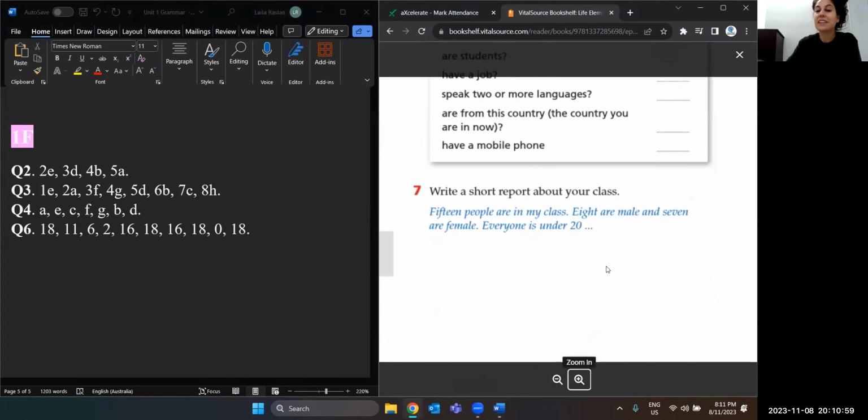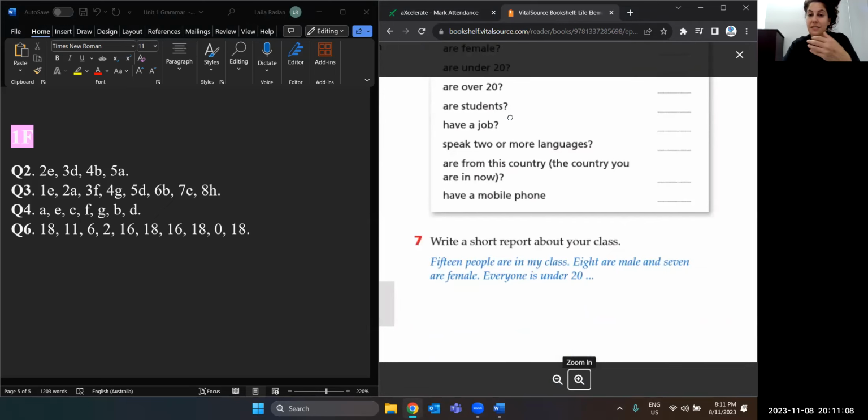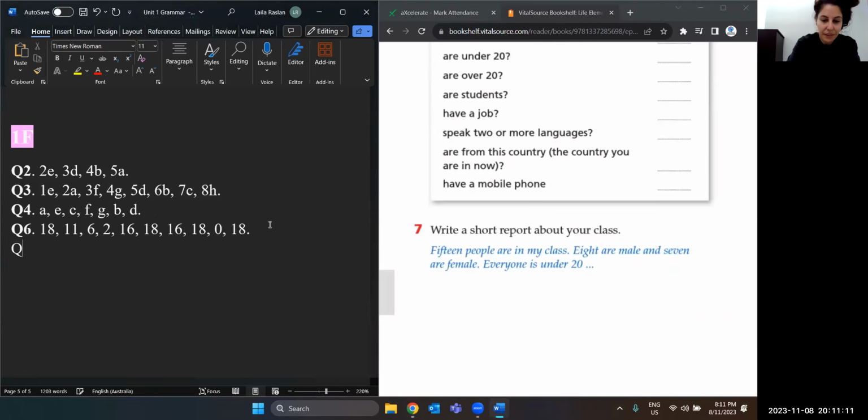Okay, let's do this together. We're going to write a short report about our class. So let's write different things because we know the information from here, but let's put it in different words. So we'll do it together. Maybe we can write, so there are 18 students in my class. Yep. So good, we're just writing full sentences. So there are 18 students in my English class. If you want, let's put English. In my English class.